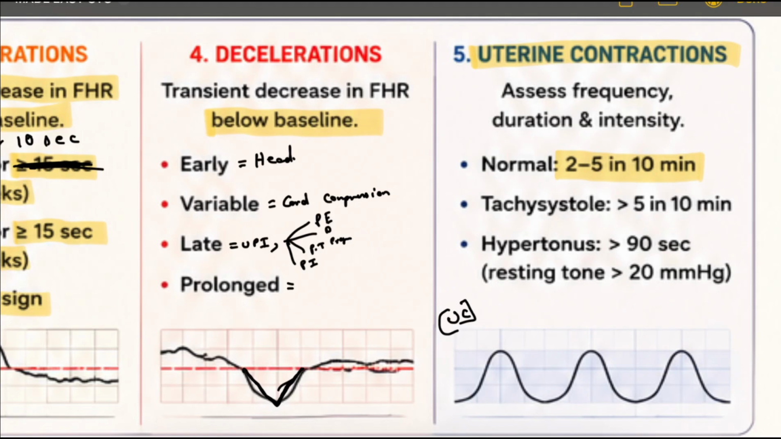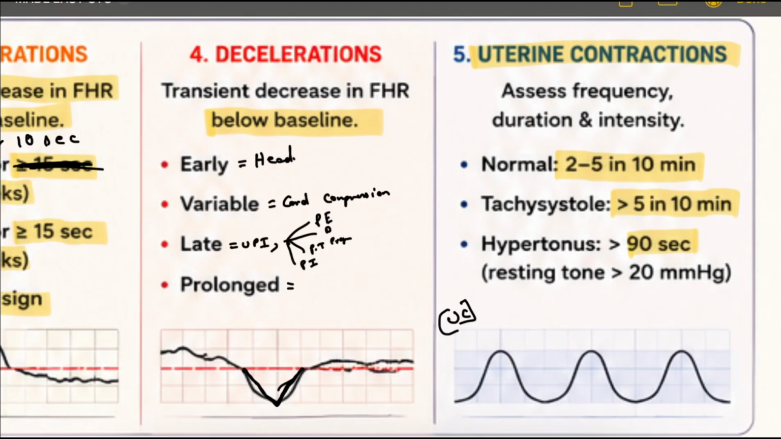Next, we have tachysystole. In tachysystole, we can see more than 5 contractions in 10 minutes. It's usually caused by oxytocin, and the danger is the baby has no time to recover between contractions. The management will be to reduce or stop oxytocin. Next we have another thing, hypertonus, greater than 90 seconds. Resting tone will be greater than 20 mmHg. Okay, so this is the uterine contractions.